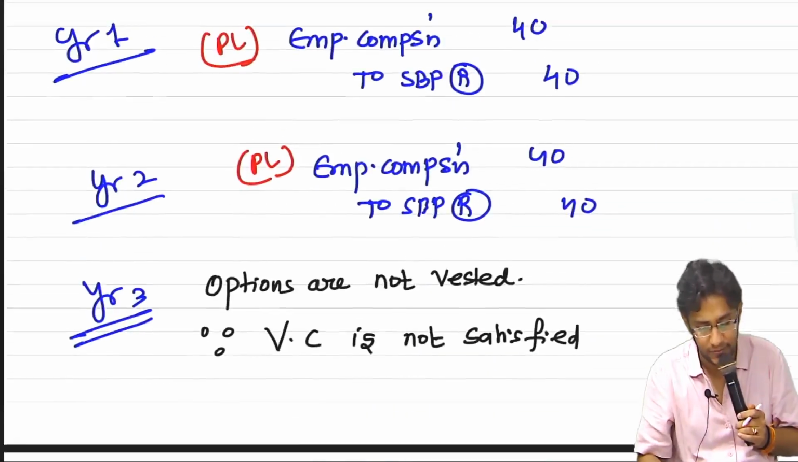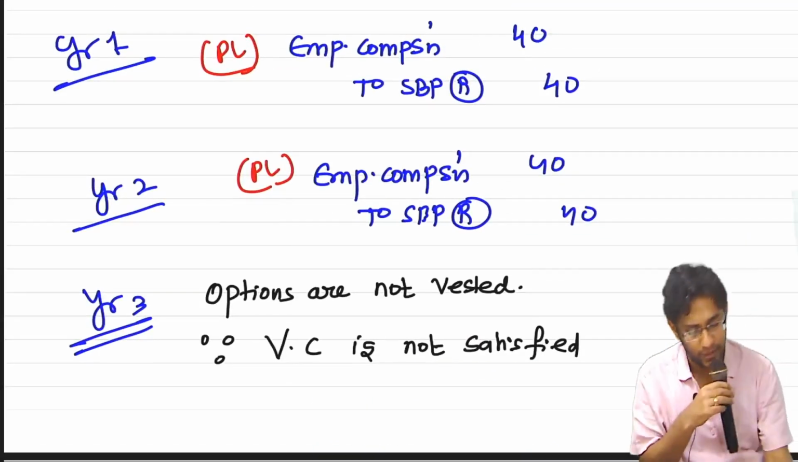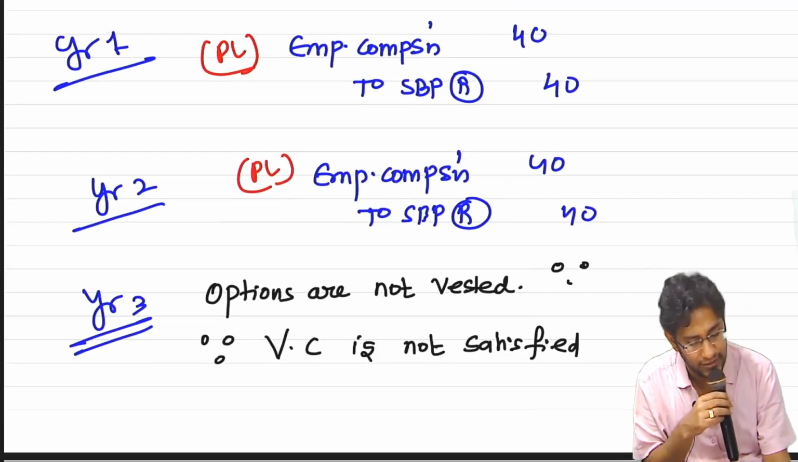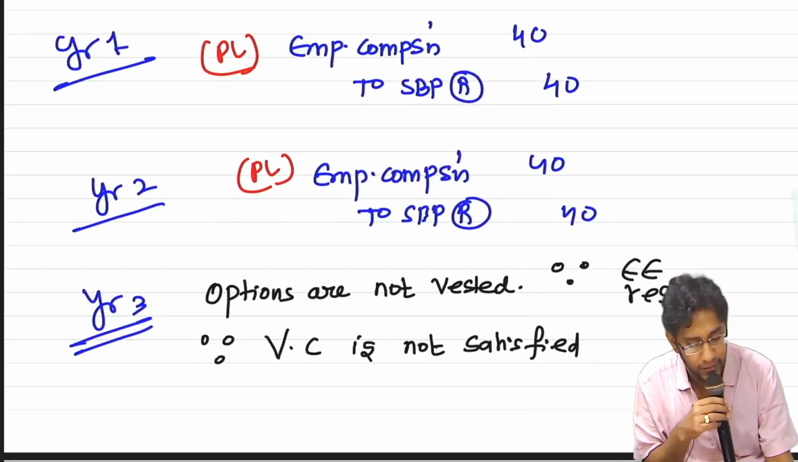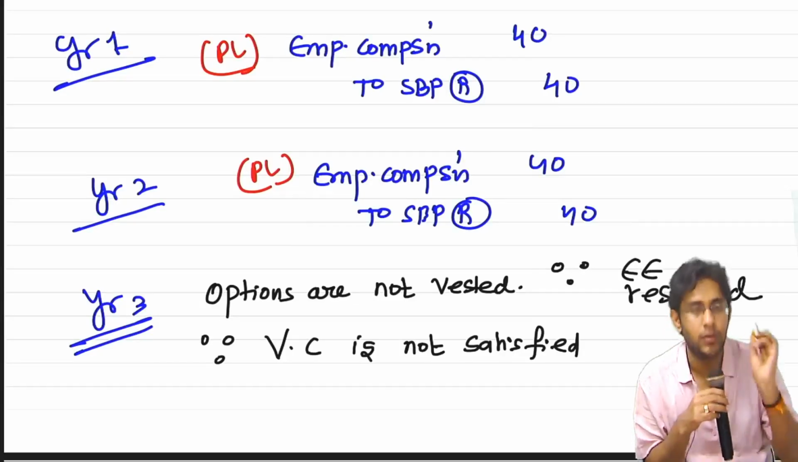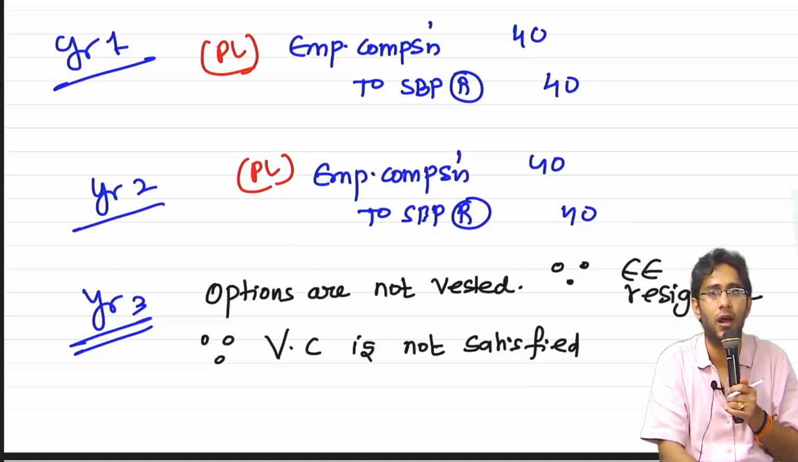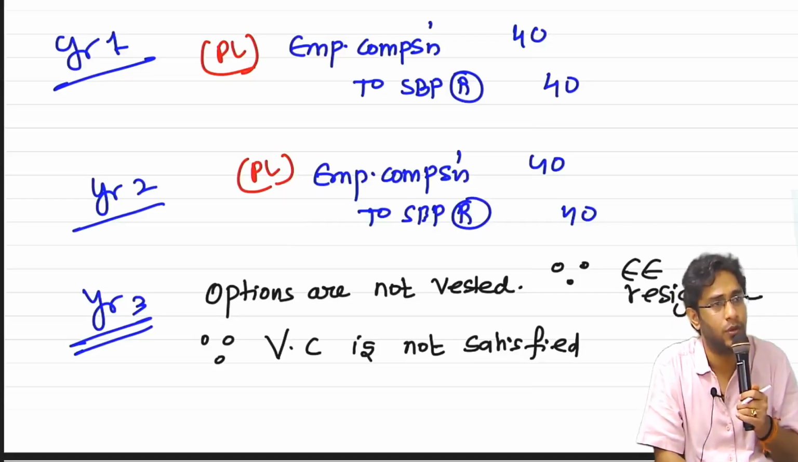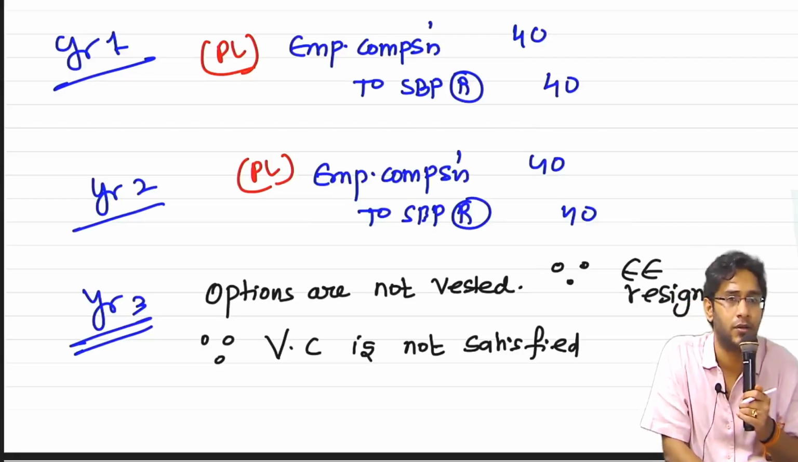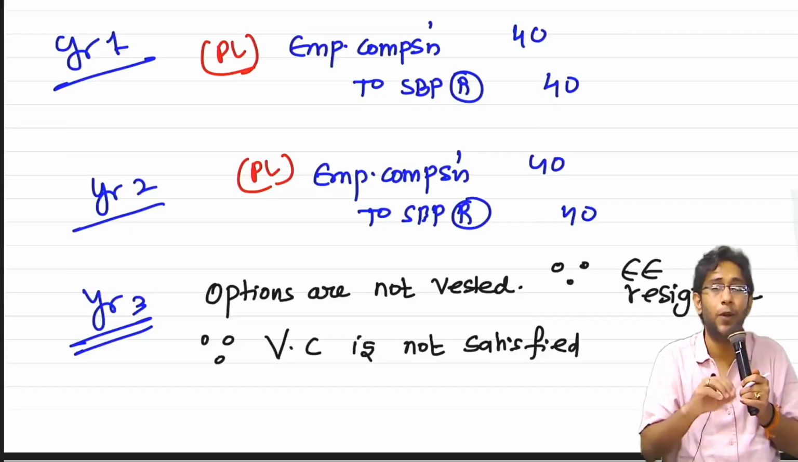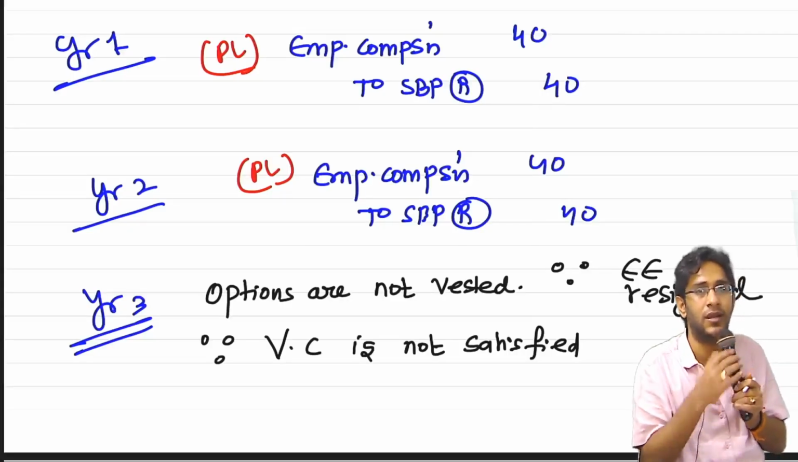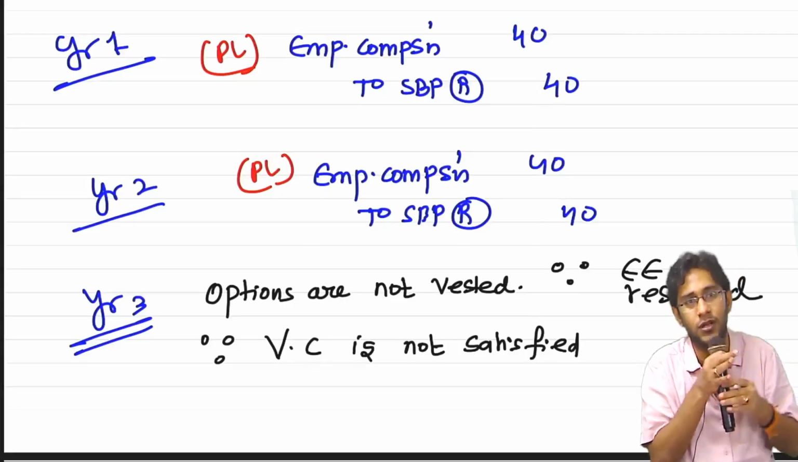Adil, look at this case. In year 3, sir, option not vested since employee resigned. Employee ran away, sir, in the third year. Options will not get vested. Is it a market condition or non-market condition? Non-market. Tell me, sir, employee leaving the entity before 3 years, can I consider that in option valuation?